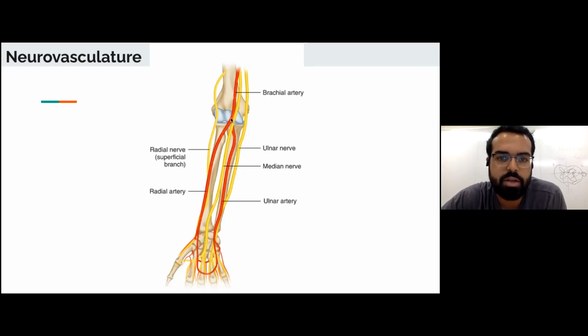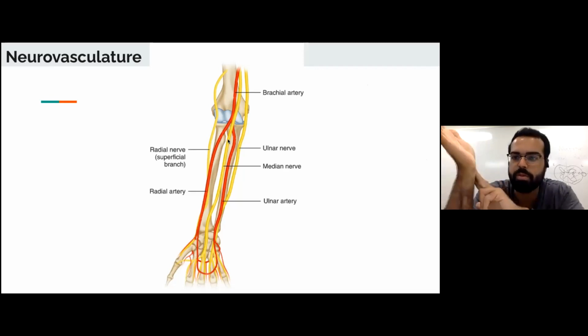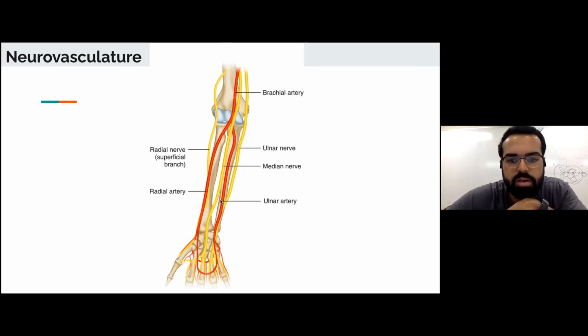It's coming down. As it goes distal right at the elbow, it's going to divide into two arteries, the radial, which is on the radial side of your arm. This is where you feel the pulse on a patient, and the ulnar, and they're both going into the hand and supplying the hand.